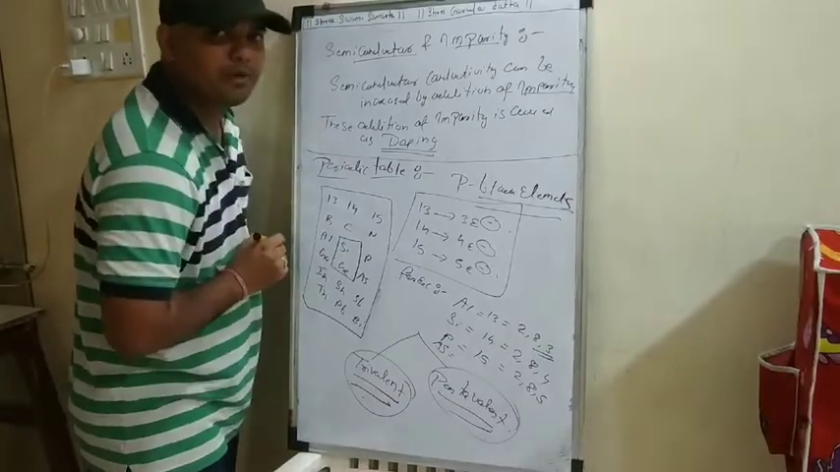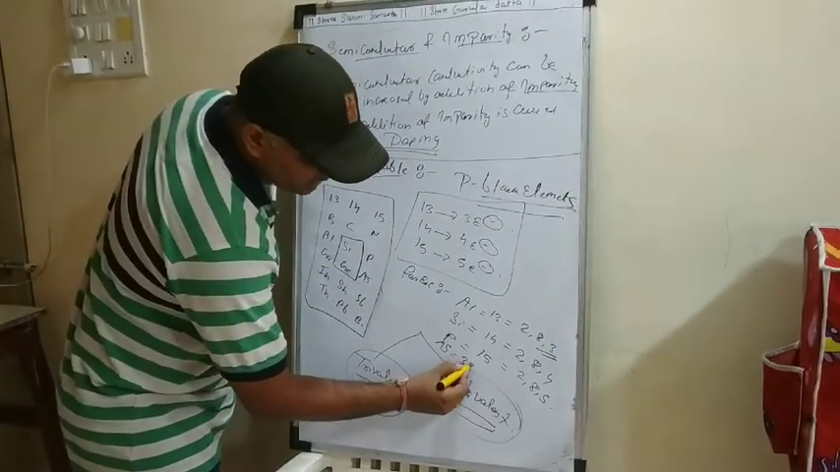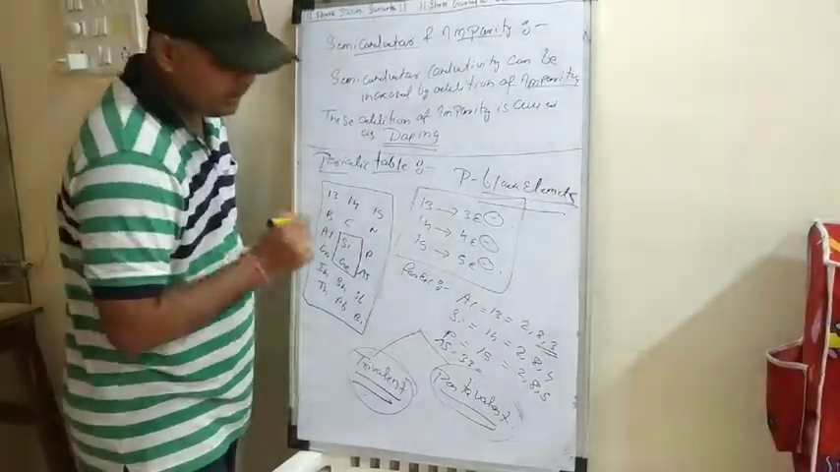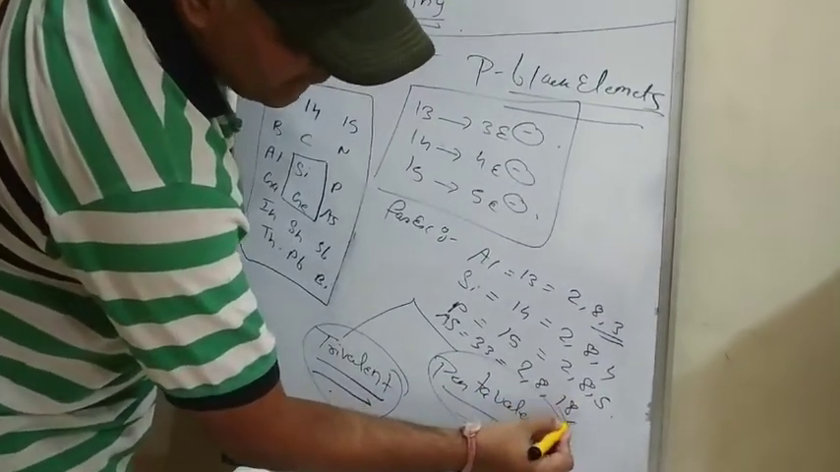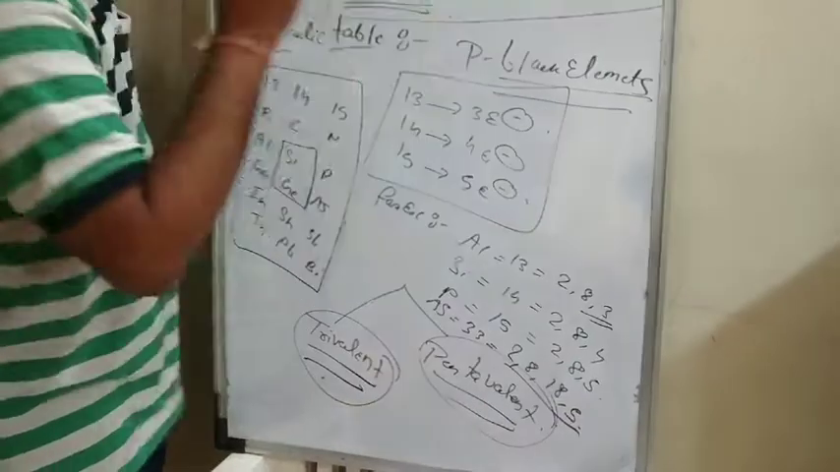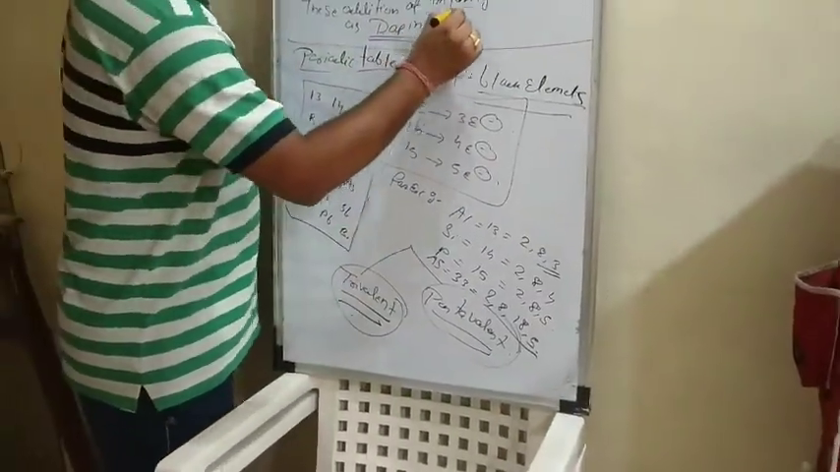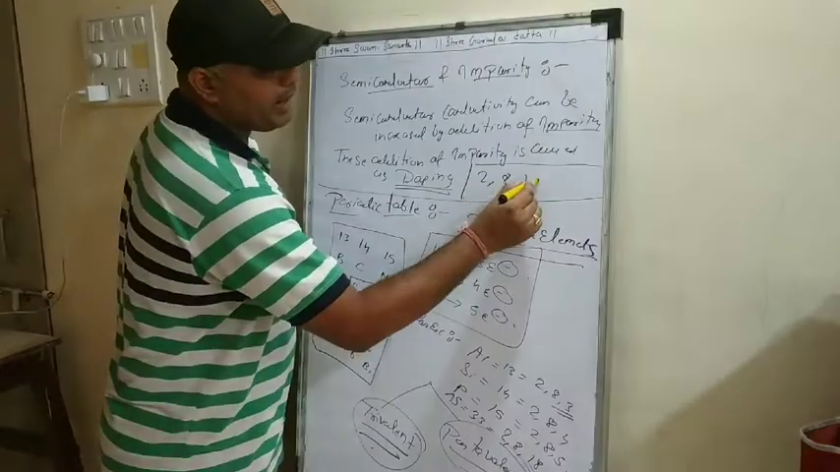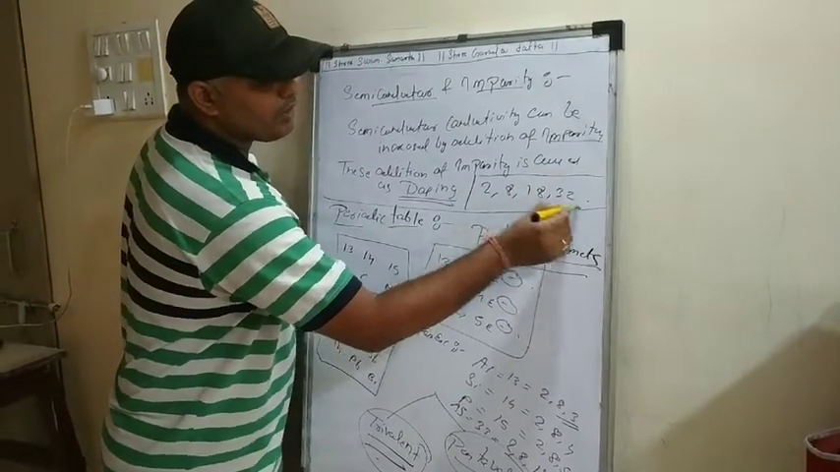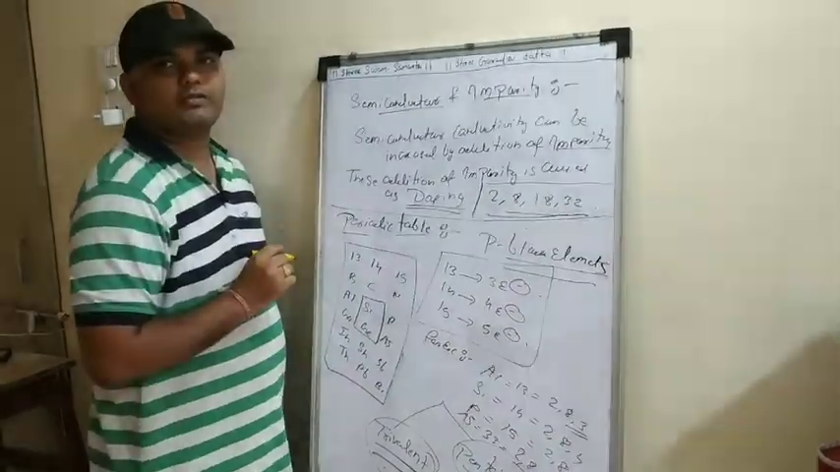Let's take the example of arsenic. Arsenic, atomic number 33, right? And then 2, 8, 18 and 5, right? You know how the filling of the electrons is done in the shell. How is the filling done? 2, 8, 18 and 32 number of electrons. This is how the electrons are filled in the system.